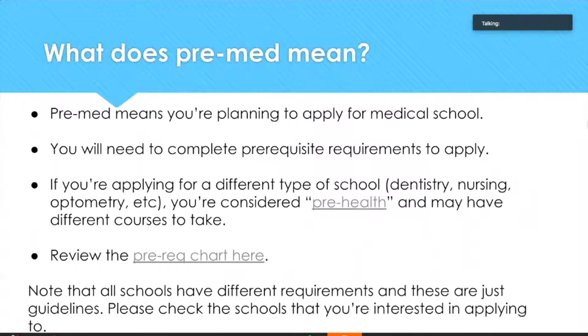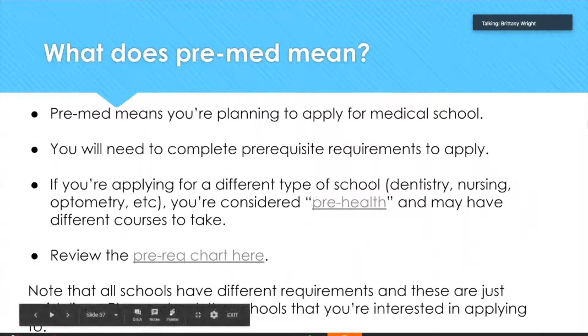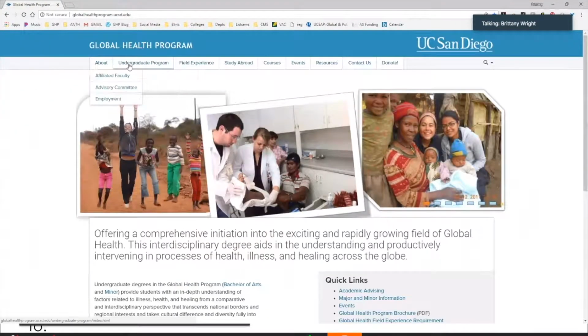If you're applying to a different type of health-related school, so nursing, dentistry, optometry, even a master's in global health or public health, this is considered pre-health, and there are going to be different courses that are required for those. So on the major page for the global health website, let's take a look here.